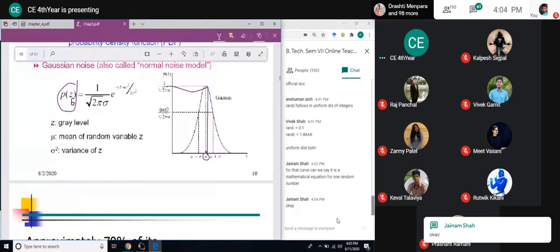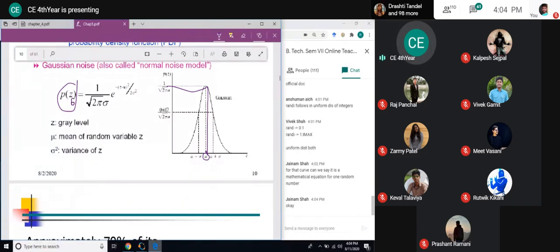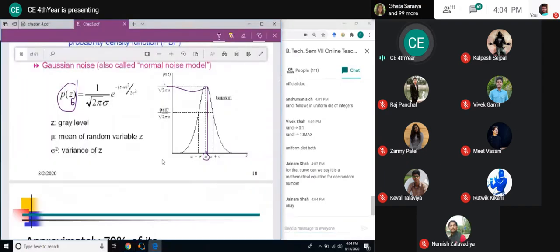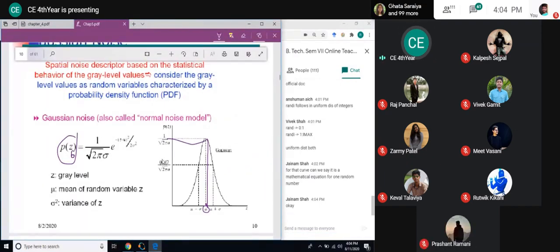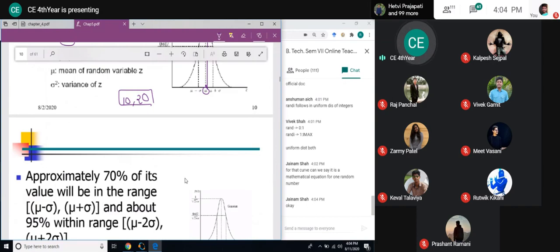Okay, fine. So now our next task is to generate the random number. Now what I want to do is generate uniform noise first. I want to generate it in the range of 10 to 20. I want a uniform distribution between the range of 10 to 20.